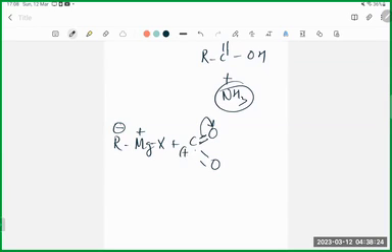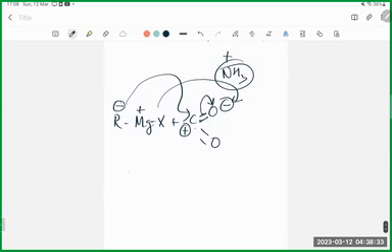So carbon acquires the positive. This is negative. Now this part will come and attack over here. This part will come and attack over here. So all will start. So we get the carbon with R. You can see how R is getting attached. OMgX. Did you understand?